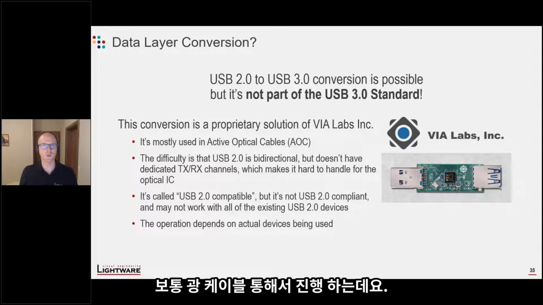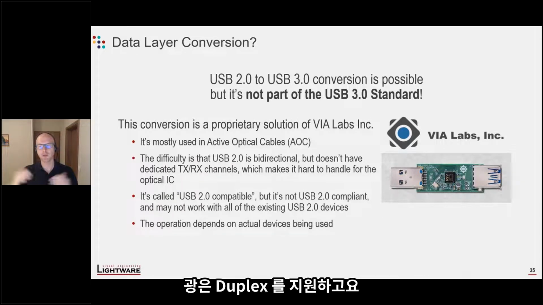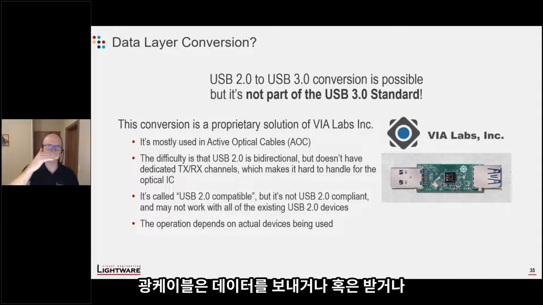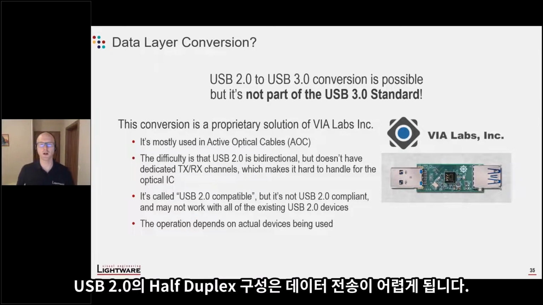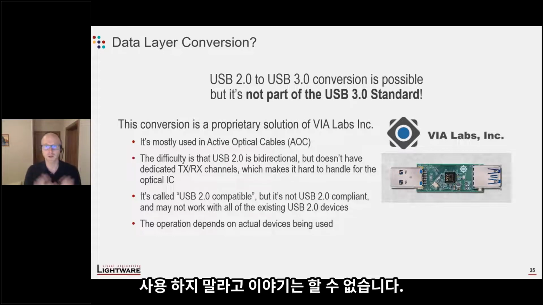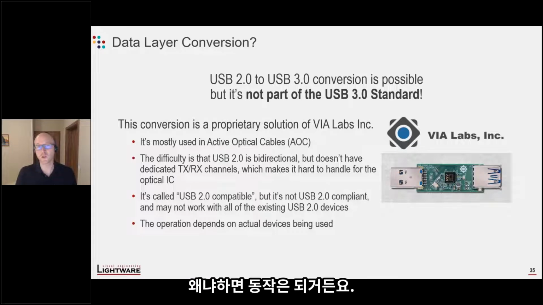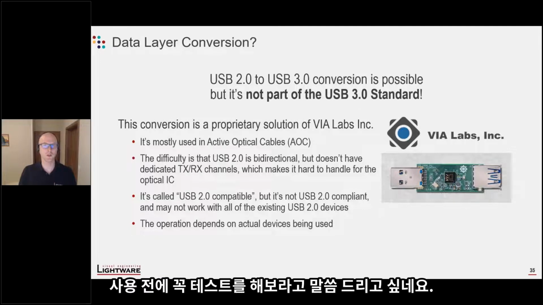It's usually used in active optical cables where it's easier to extend or make longer cables with super speed USB because it's full duplex. So you have a transmit direction and a receive direction, and with fiber optical cables, when data only travels in one direction, it's a bit harder to do with the half duplex operation of USB 2. So this solution exists. You can use it if you need to. We are not saying don't use it because it works in most cases, but we do say that if you want to use this device, then please make sure to test it.